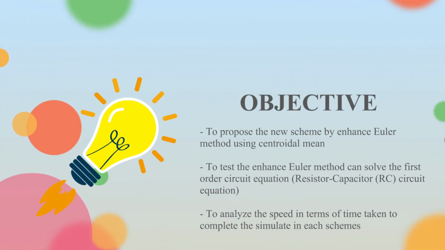Now we go to the objectives. There are three objectives to achieve. First, to propose the new scheme by enhancing the Euler method by setting the mean. Second, to test whether the enhanced Euler method can solve the first order circuit equation, the RC circuit equation. And third, to analyze the speed in terms of time taken to complete the simulation in each scheme.